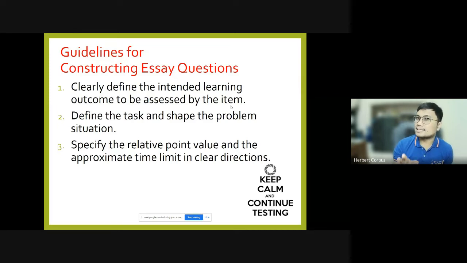Should I have to ask them to provide a clear real-life situation explaining their stance as regards the issue that is being explored, and others? Number three, specify the relative point value and the approximate time limit in clear directions. How many minutes should they have?